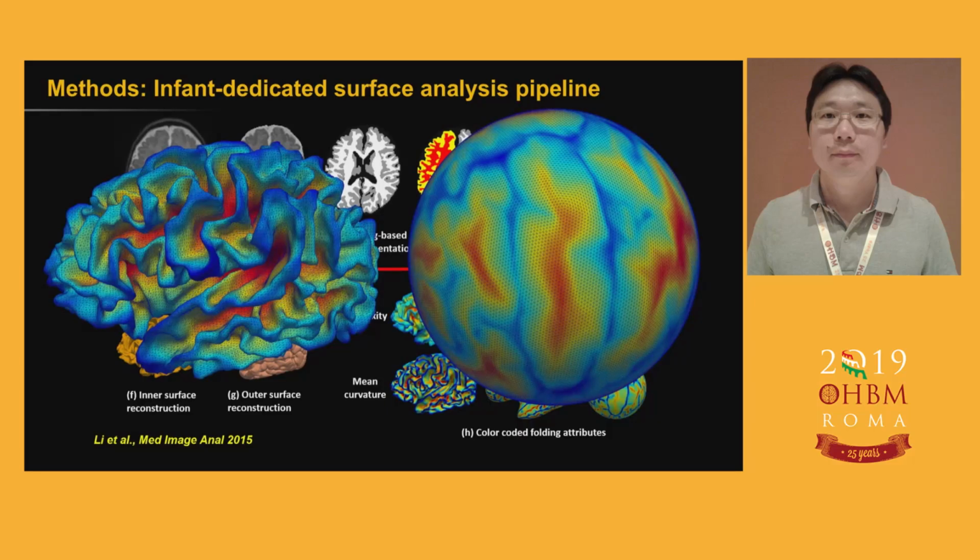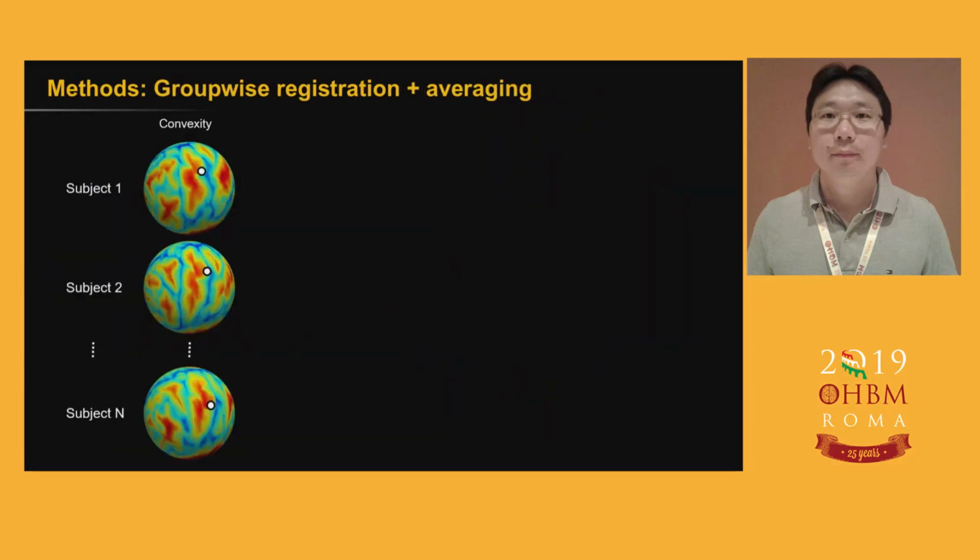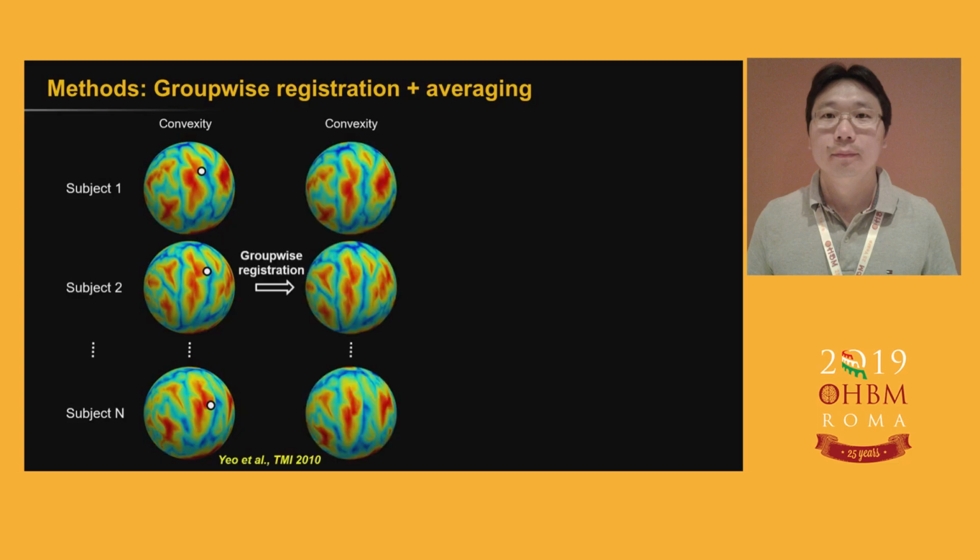After that, we need to establish the anatomical correspondence across subjects and across scans. So here we adapt the group-wise registration method by using spherical demons. Once we align them together, the anatomical locations are roughly moved to the same location.